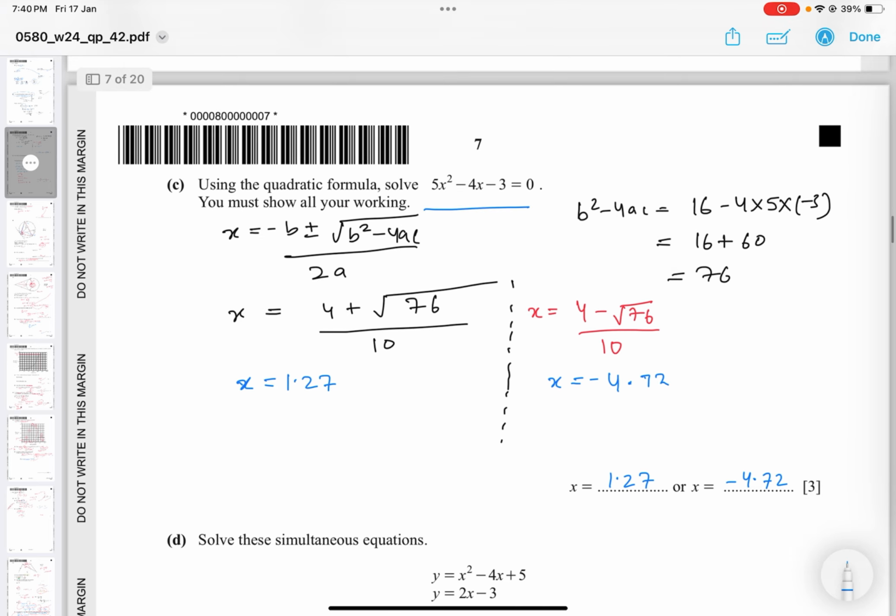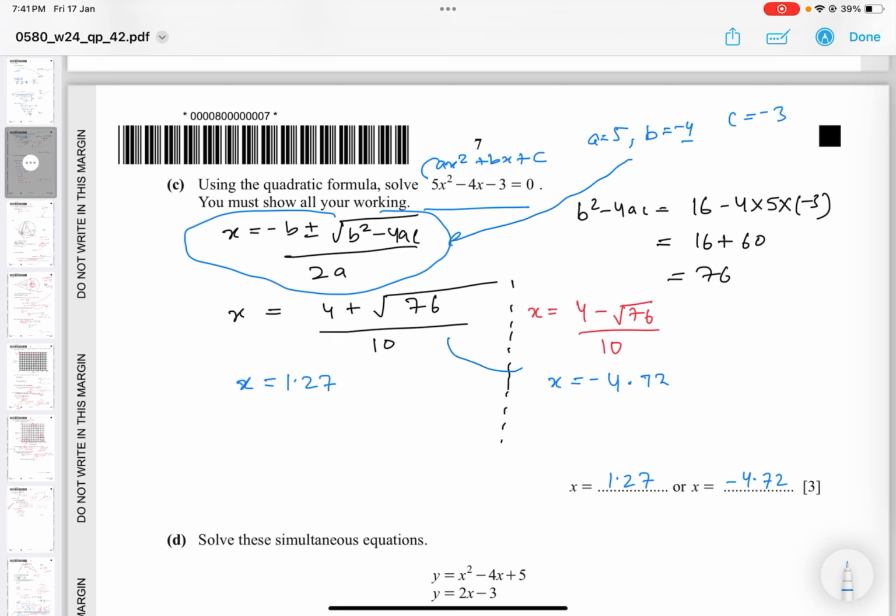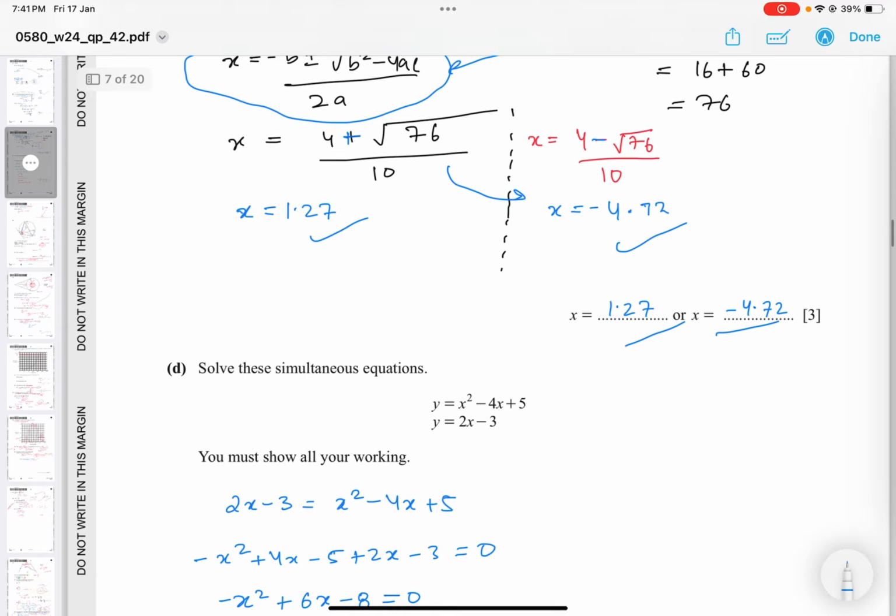Now you have to solve it using the quadratic formula, that is this one. Now compare it first: ax square plus bx plus c. a is 5, b is negative 4. Remember, negative sign goes till the end, and c is negative 3. Plug it into our quadratic formula and you can find the value of x. Once add it, the other time subtract it, you can find two values of x.